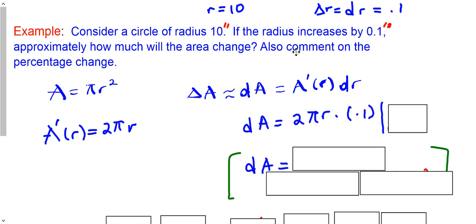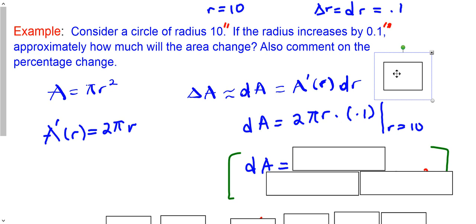And we're going to evaluate this when the radius is 10, because we're doing this for a circle of radius 10 units. That's important to know because if you have a very, very small circle, if you move just a tiny bit, area is not going to change that much, right? But if you have a huge circle, even if the radius moves just a tiny bit, the area is going to change a lot. So what the radius is at the given moment matters in terms of how much the area will change.